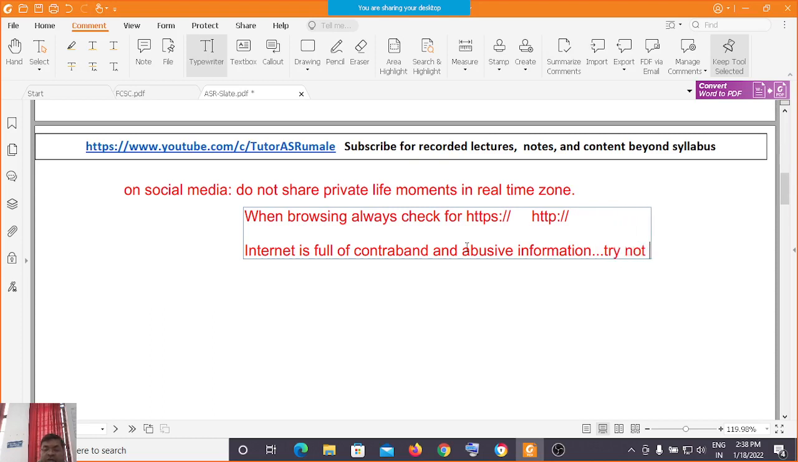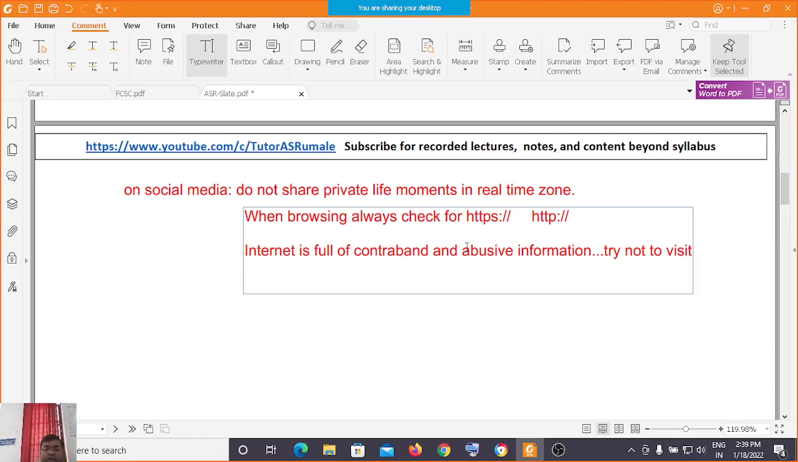Suppose you want to see a movie, a just-released movie, and you are not getting that movie anywhere. So you visit some channels or some website from where you can download or watch that movie free, without its official release. Then that is contraband, abusive information, pornography. These things are there on the internet in full. Try not to visit. I am not saying this, human nature is there, but just always keep it in mind.